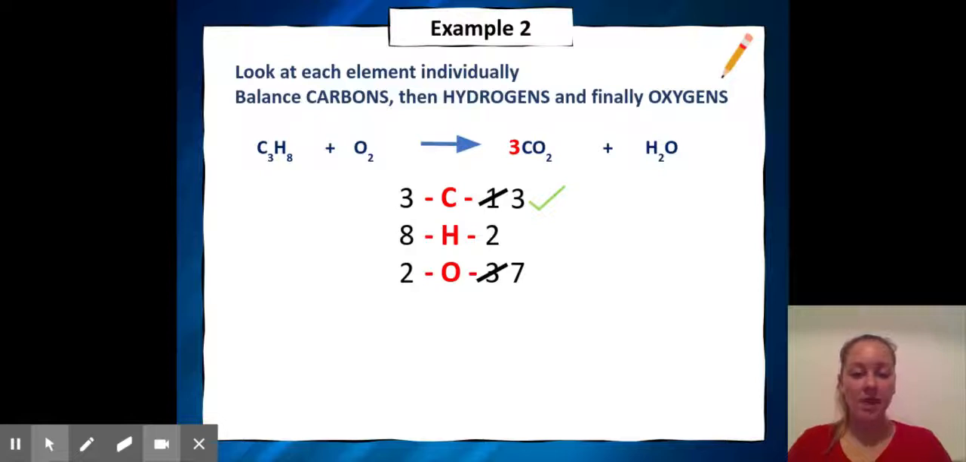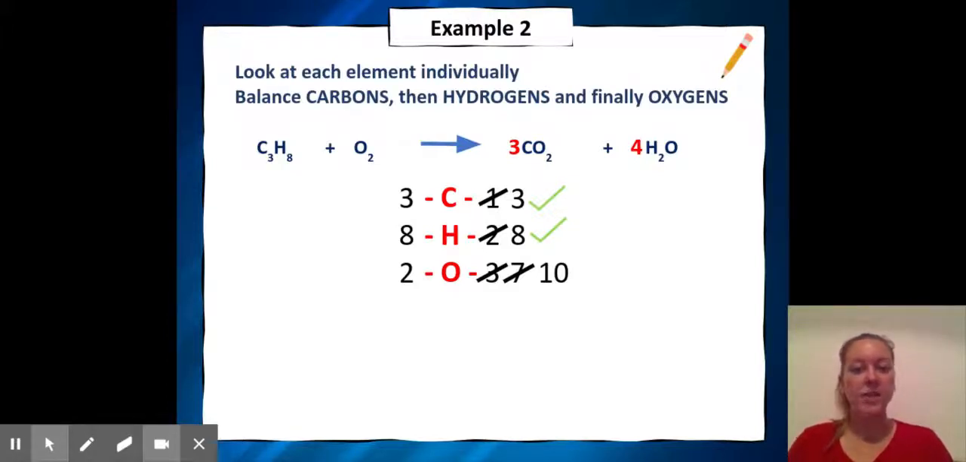Hydrogens this time, we have 8 on the left and 2 on the right. How do we turn a 2 into an 8? We multiply by 4. So when we do that, we end up with 4 times 2 hydrogens, which is 8. But again, we have 4 times oxygen. So we have 4 oxygens plus the 6 from CO2, from 3 CO2s. So our oxygen number is now 10. Like I said, it's very important every time you put a big number in front of a compound to double check all of the atom numbers.